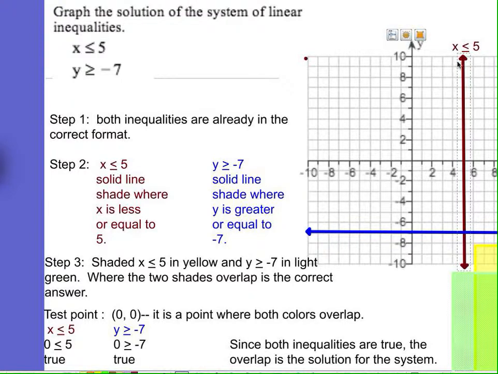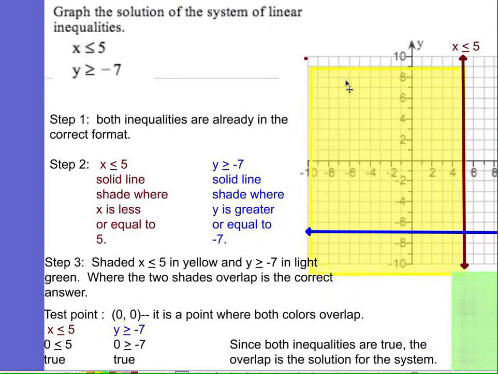So we graph x is less than or equal to 5 as a line. All the numbers that are less than 5 are on the left of the line. See the numbers 4, 2, -2, -4, all those are less than 5. So we shade that side.